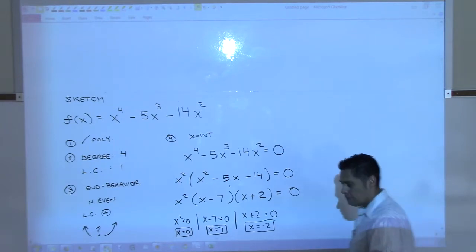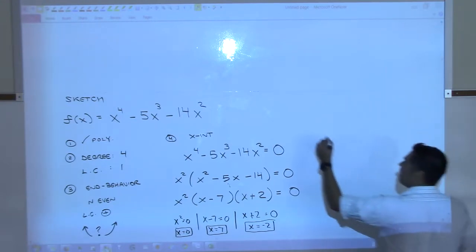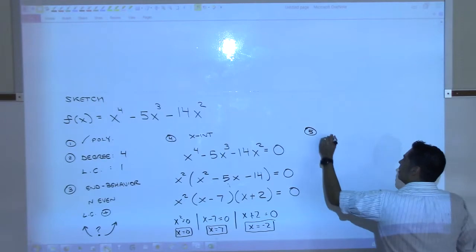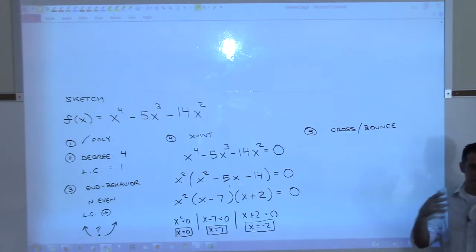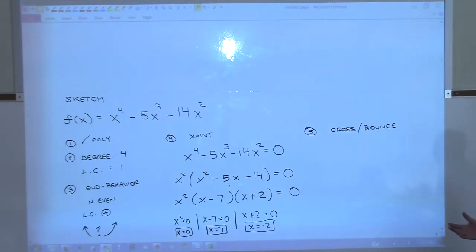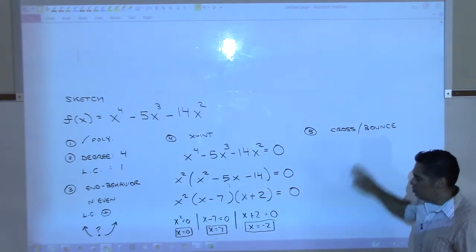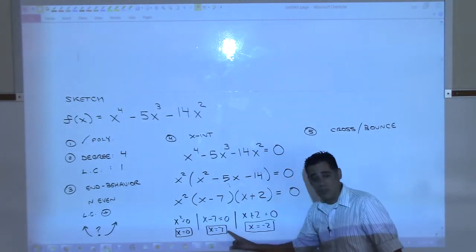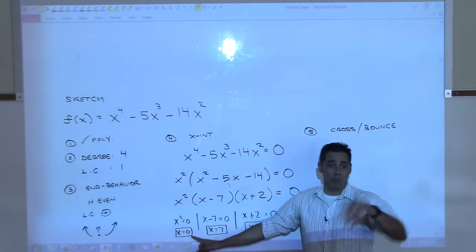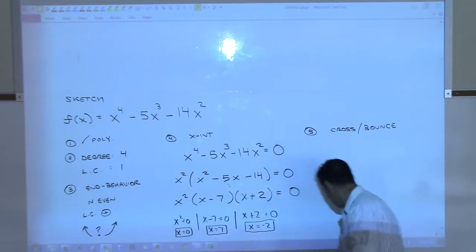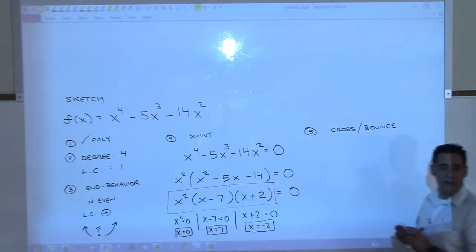Miranda? Five, yeah. Let's go for 5. So what is 5 saying we need? Yeah, cross or bounce. This is what we're doing now. This is kind of the new thing. We haven't done an example yet, right? So when you're determining the cross and bounce, do not look at these numbers. These have nothing to do with crossing and bouncing. This is where you're going to cross or bounce, but it doesn't determine which of the two it is. You actually have to look back up at the factored form right here. That's the thing you need to focus your attention on, all right?